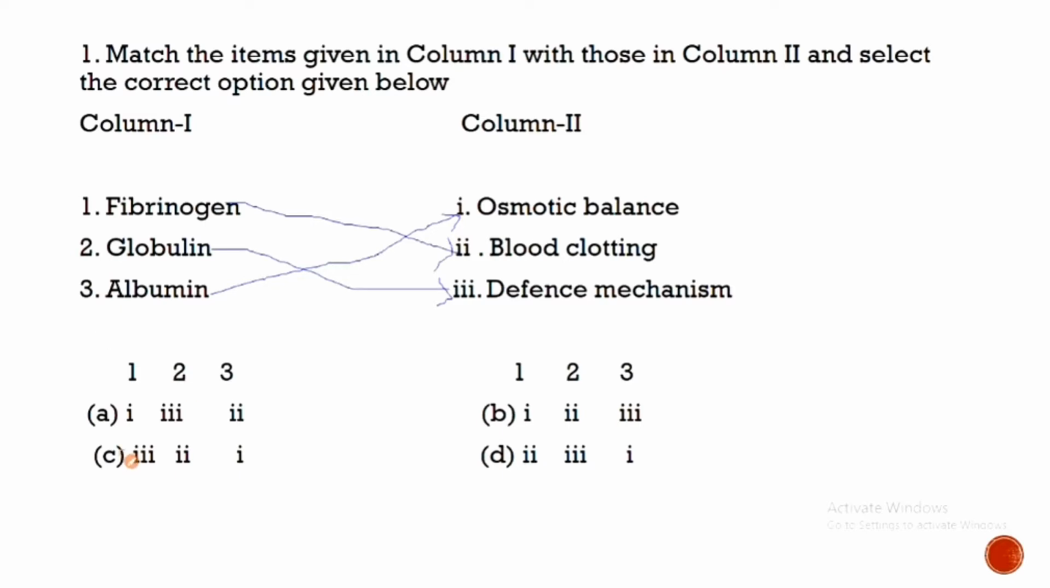So from this, which option is correct? A, B, C, D are given, and from this we have to match the options. So 1 matches with 2, then 2 matches with 3, then 3 matches to 1. So from this we can know that option number D is the correct answer. It suits with option number D. This is the right answer. Option number D will be the right answer for this question.